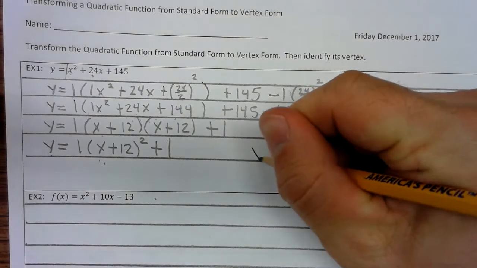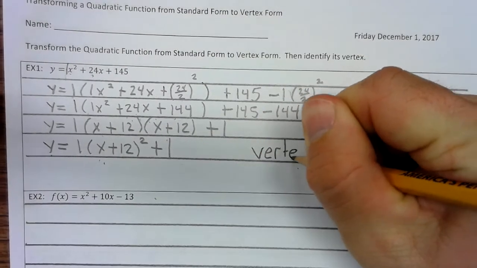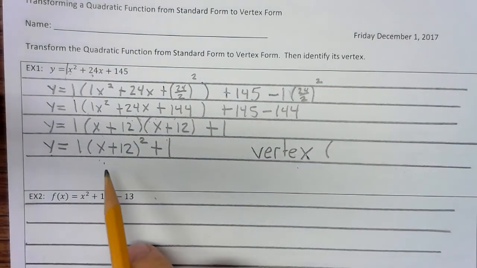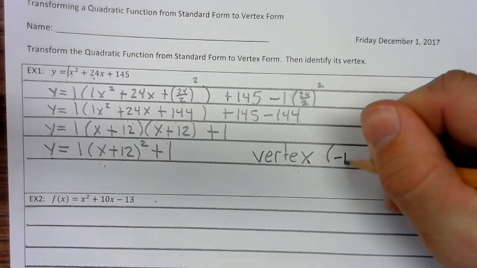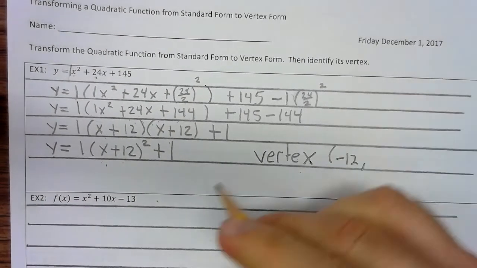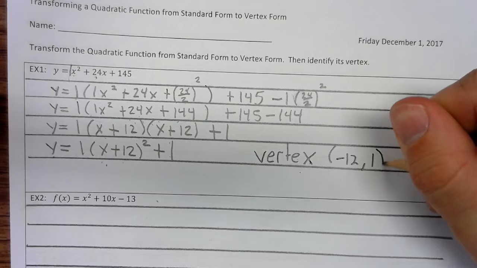And so the vertex is, technically that's x minus h, so that's a negative 12, comma, plus k, comma 1.